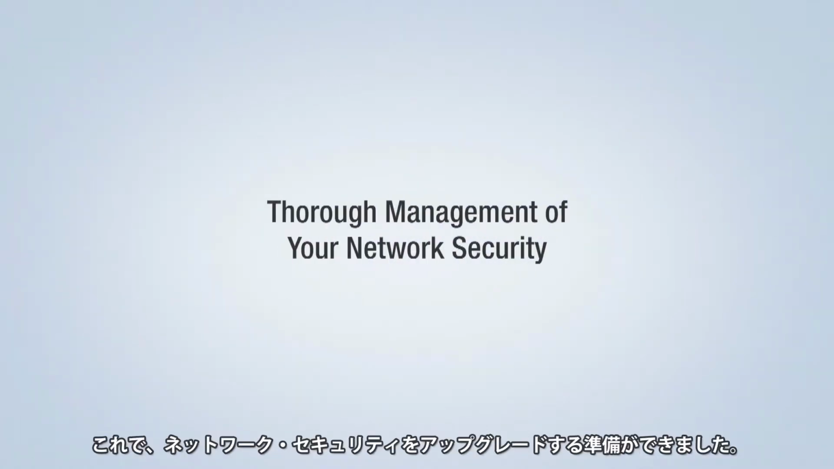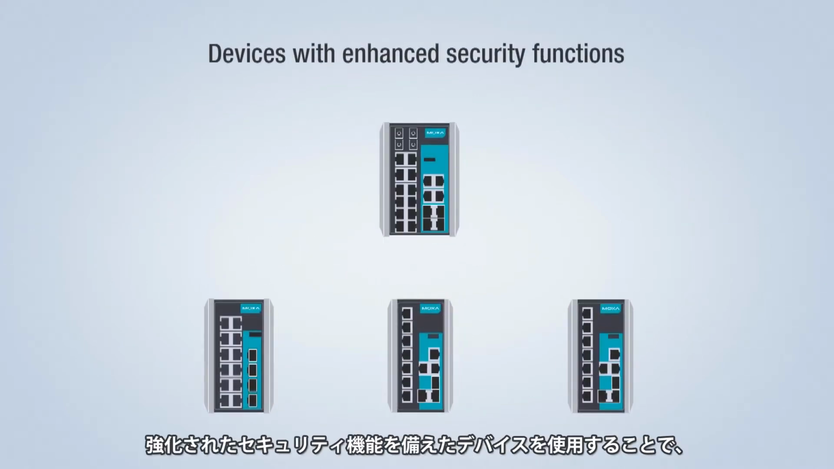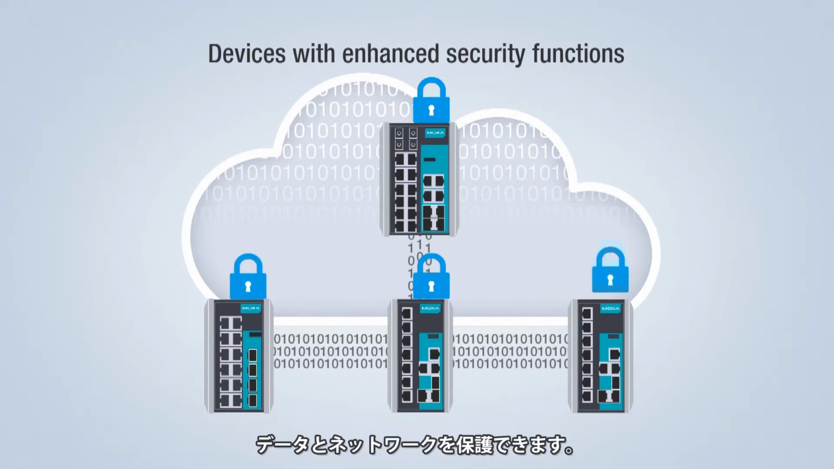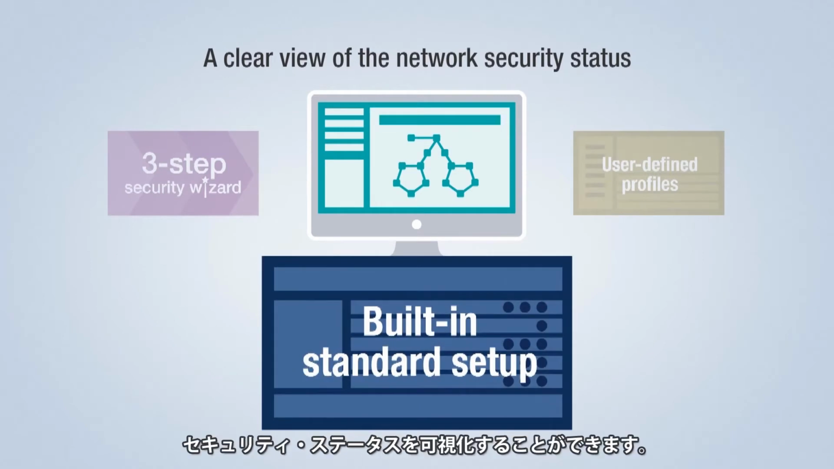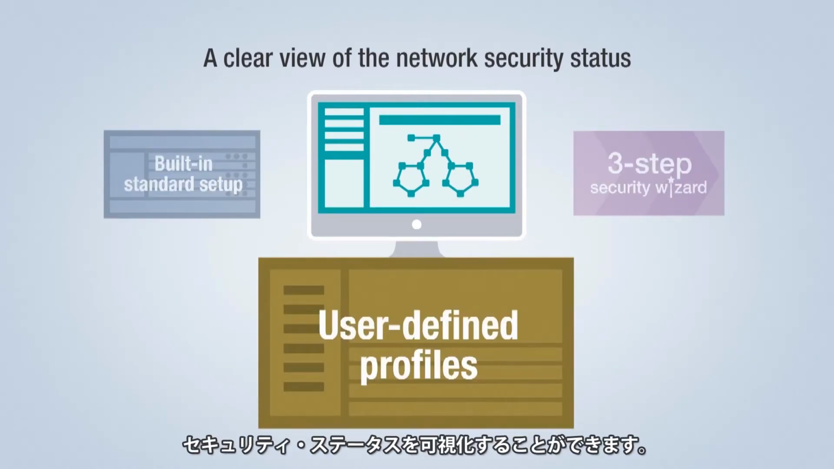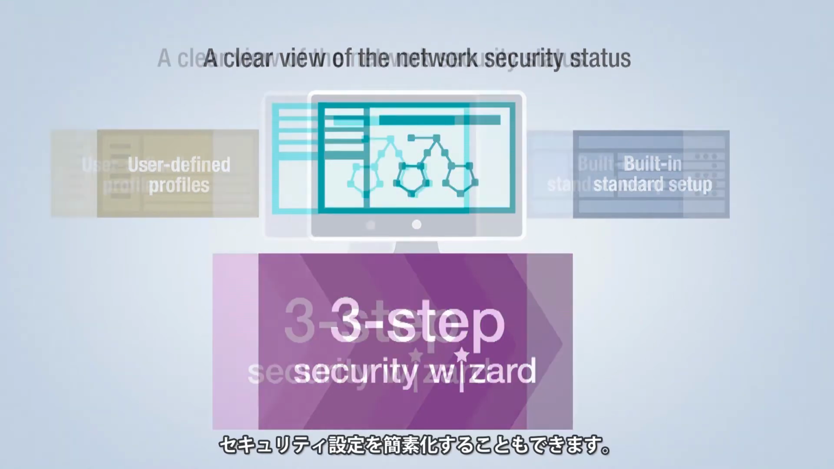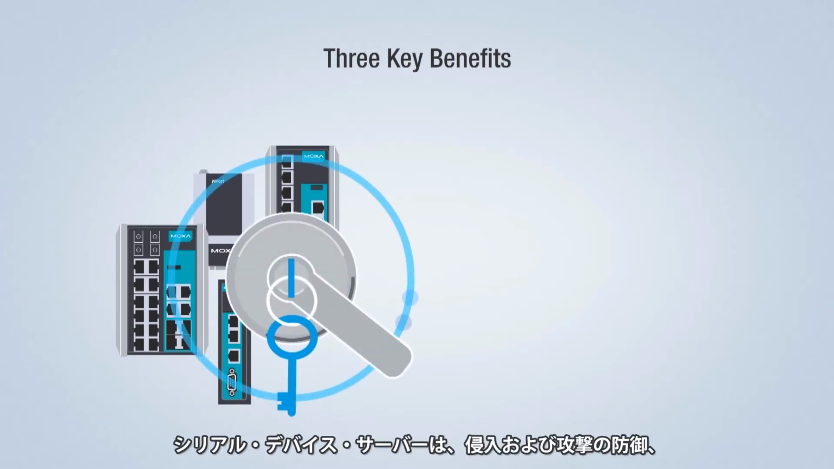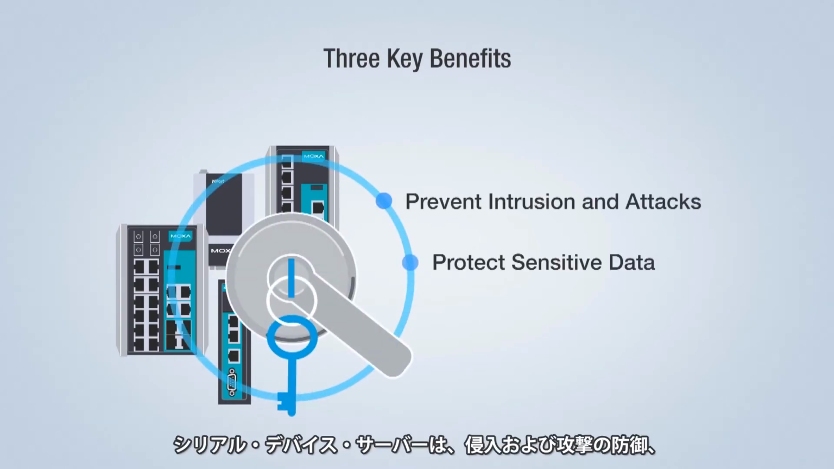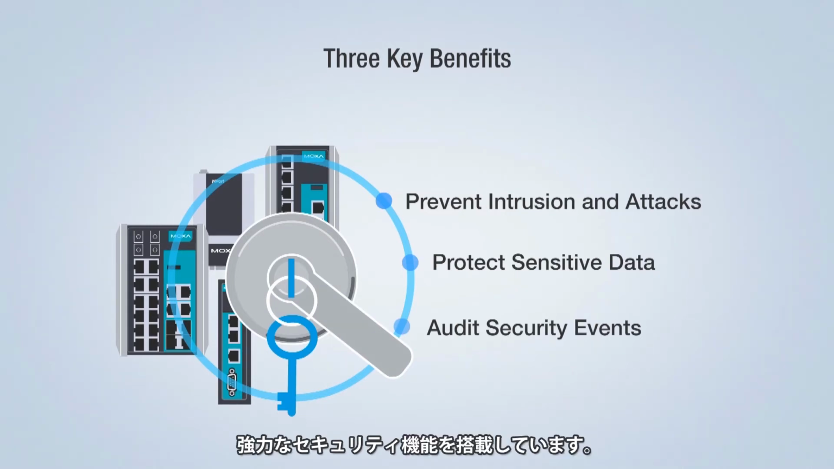Now's the time to upgrade your network security. Using devices with enhanced security functions allows you to protect your data and your network. Using industrial network management software gives you a clear view of your security status and helps simplify security settings if you have many devices on that network. Moxa's Ethernet switches, gateways, and serial device servers are all equipped with enhanced security functions that protect against intrusions and attacks, protect sensitive data, and provide audits of security events.